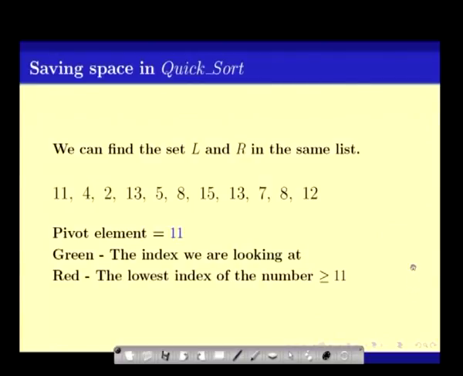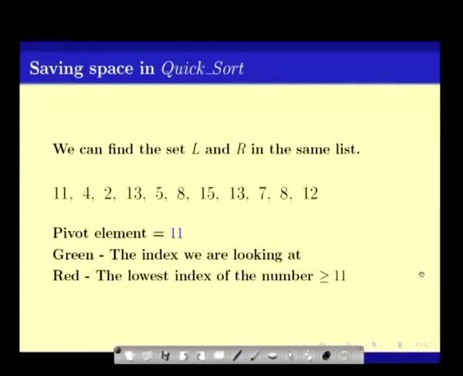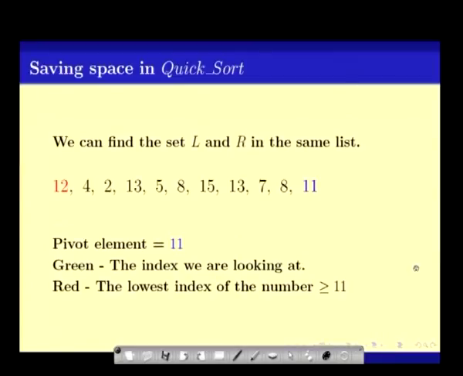Now, the pivot element is 11. So, what we do is first take the pivot element. Note that our goal is to find the right place of 11, so that every other element less than 11 is on the left of 11, whereas every element greater than 11 is on the right of 11. First, we swap 11 with the last element. So, in this case 12 goes there and 11 goes here.